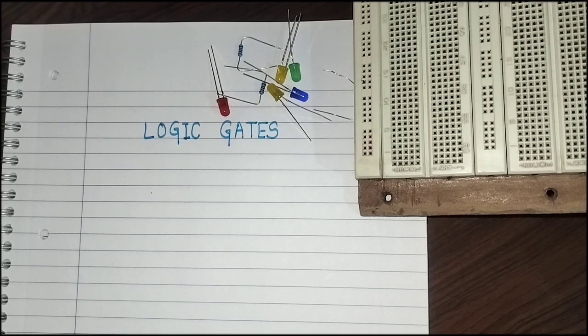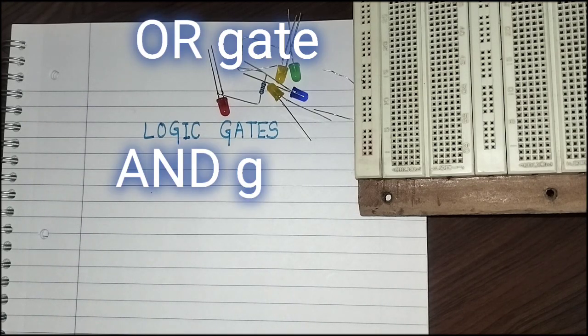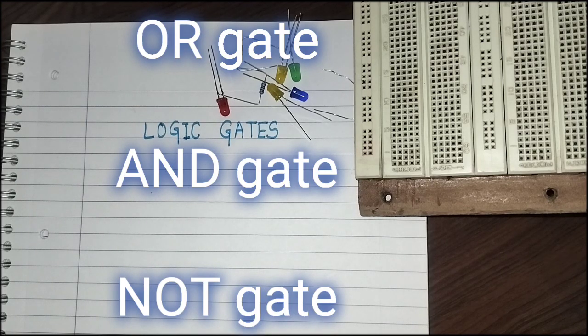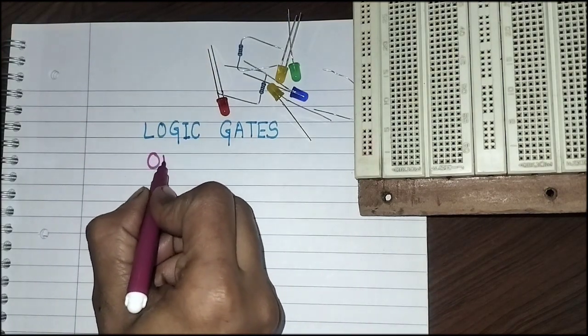Hello friends, today we will see logic gates. In digital electronics, we have three basic gates: OR gate, AND gate and NOT gate. Okay, so these are the logic gates, and first we will see the OR gate.